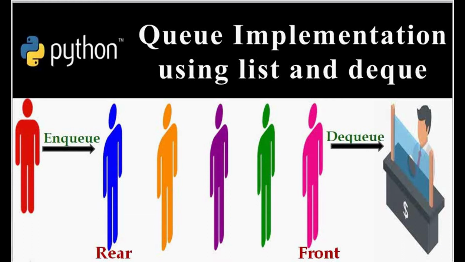Let's see about the queue data structure and its implementation in Python in this video. Here is a real life example for queue. People are standing in a queue at the bank counter. The person who is in the front of the queue will get the service first, and after getting the service, he or she will be leaving the queue first, and the person who wants to join the queue will join at the back end called rear.